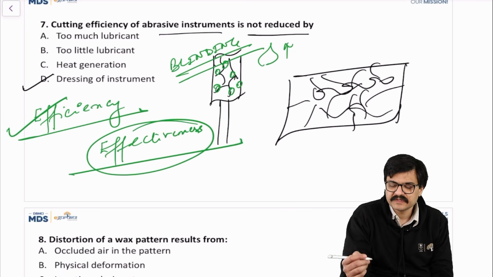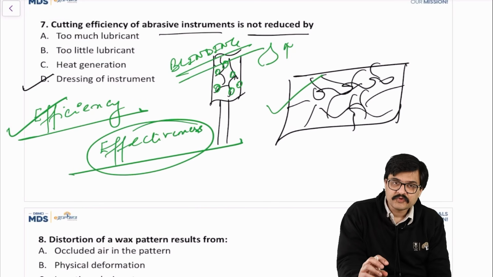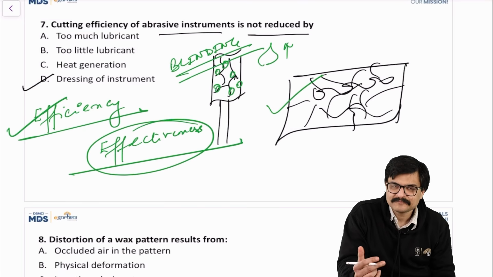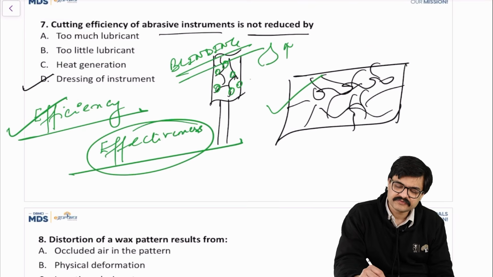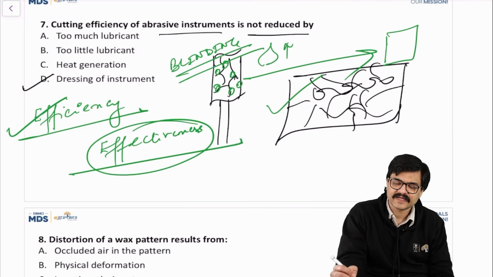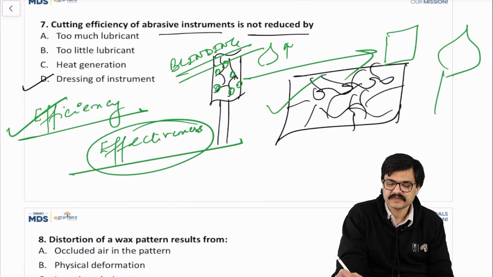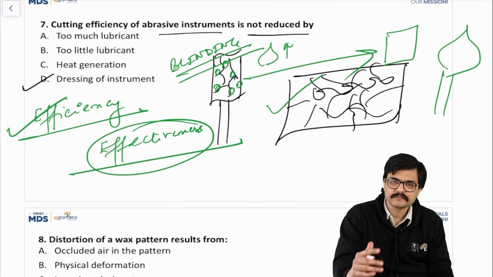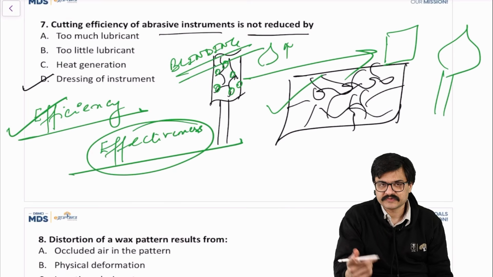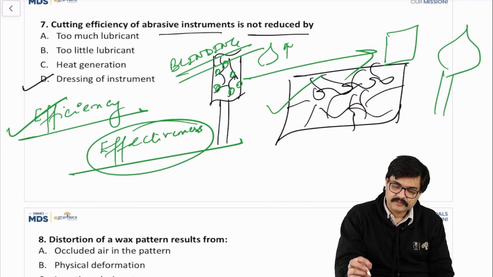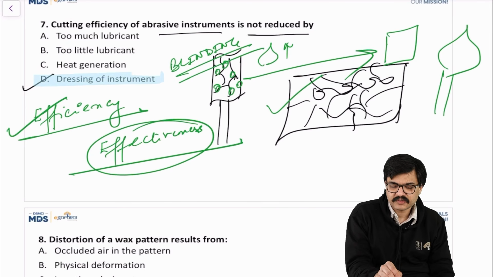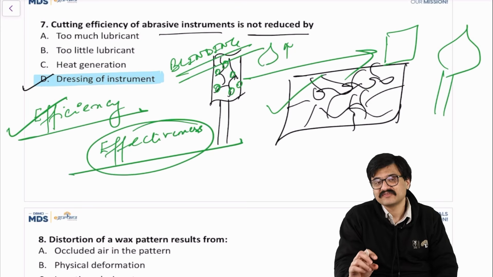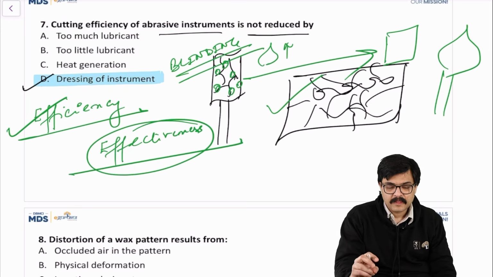So if you rub this against a harder substrate and you clean it of its debris, you're restoring its efficiency. So you're increasing the efficiency, right? So that is one of the purposes of dressing. And obviously the other is to change the shape. So if I have an abrasive like this and I have to convert it into a pear-shaped abrasive for better polishing of my interdental areas, then that is also the second function of dressing. So the answer here is dressing, guys, because dressing is the process which ensures that the cutting efficiency is not reduced.